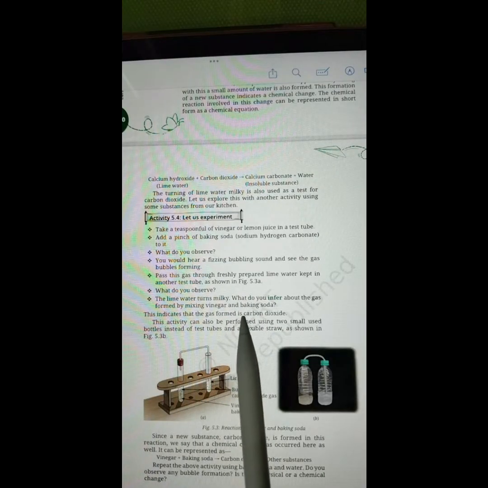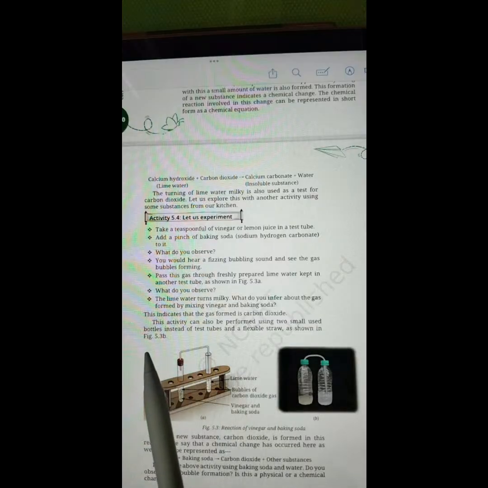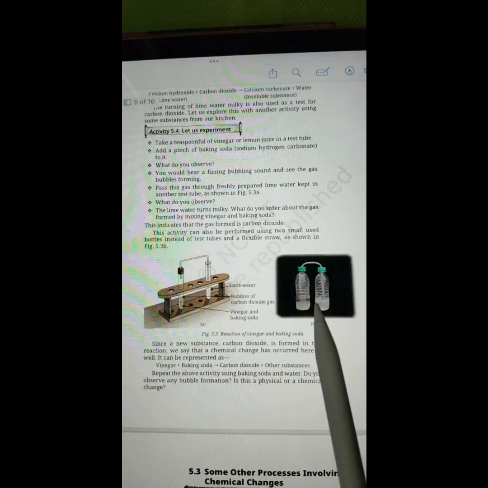This one. What do you observe? The lime water turns milky. What do you infer about the gas formed by mixing vinegar and baking soda? This indicates that the gas formed is carbon dioxide. This activity can also be performed using two small used bottles instead of test tubes and a flexible straw as shown in figure 5.3b. This one.